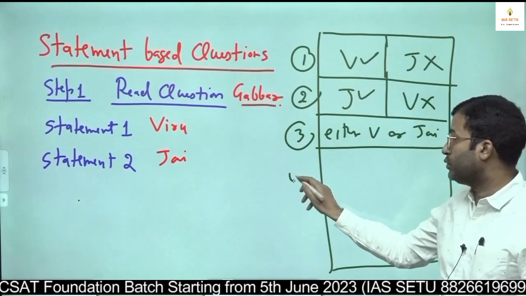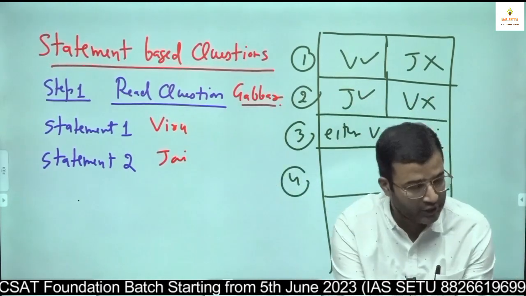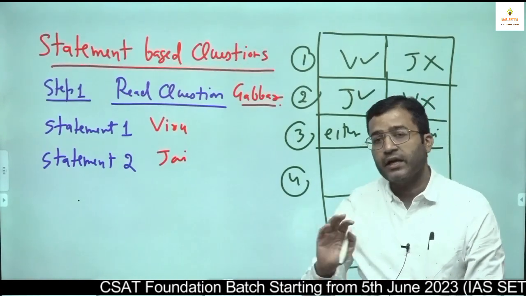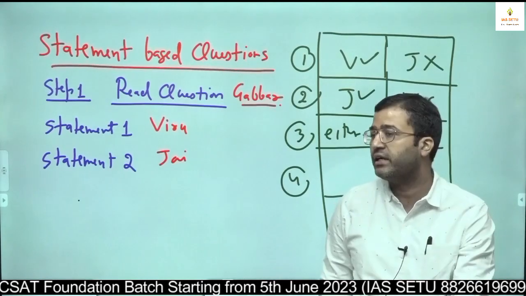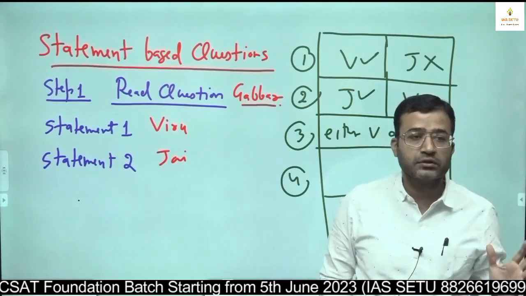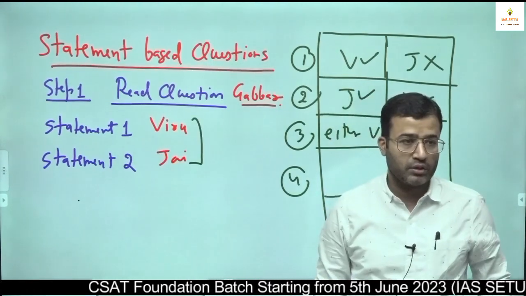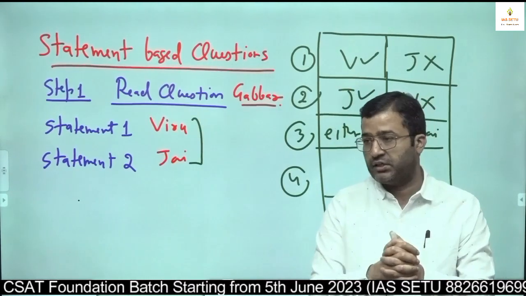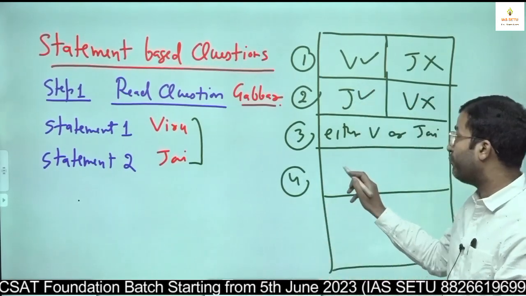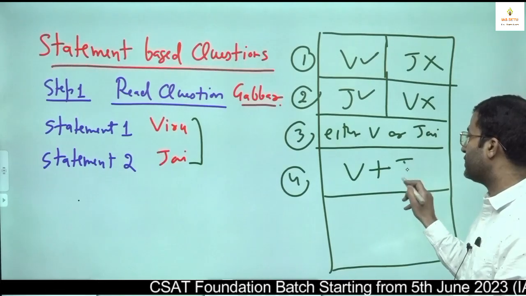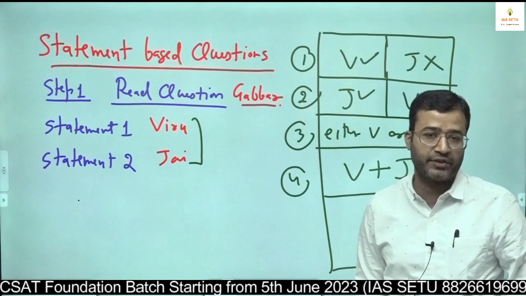Then the fourth possibility comes: you find Viru alone is not sufficient, Jay alone is not sufficient. हमने Viru भेजा, हार के आ गया, Jay अकेला भेजा, हार के आ गया. Then ठाकुर साहब will try one thing, कि दोनों को एक साथ भेजेंगे, which is called Viru plus Jay. Statement 1 plus statement 2 together.